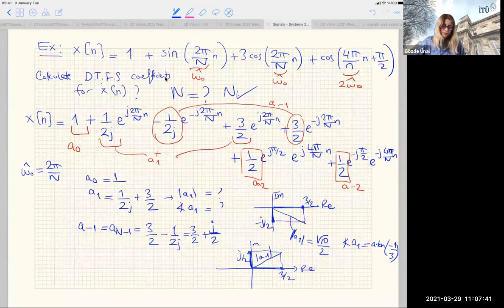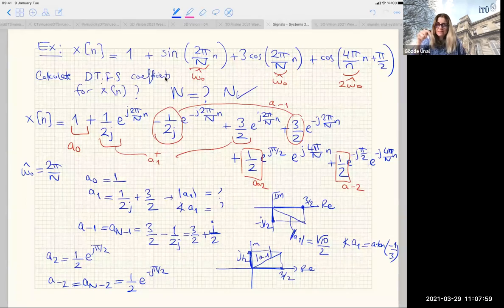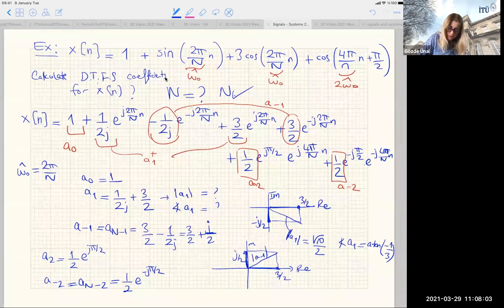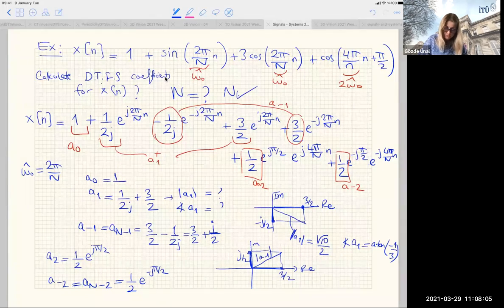You see what's happening here. Then I should also write that A2 itself is 1 over 2 e to the j pi over 2. A minus 2 is also equal to the same thing. By the way, these are real signals. I have to note, this is an important note.